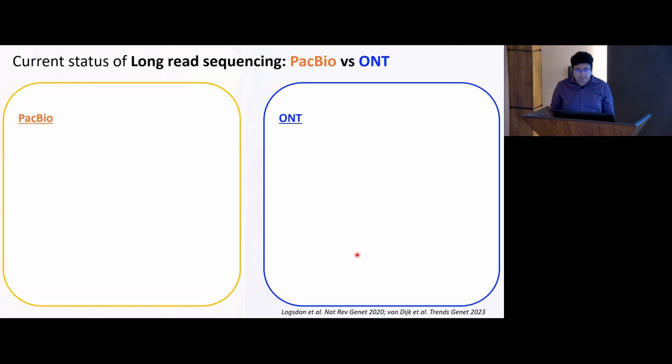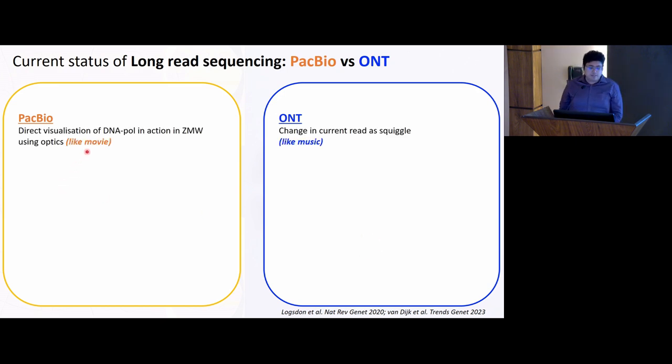Oxford Nanopore technique. So just to summarize the two things, the PacBio basically is a direct visualization of DNA polymerase in action. It's using optics. It's like a movie.